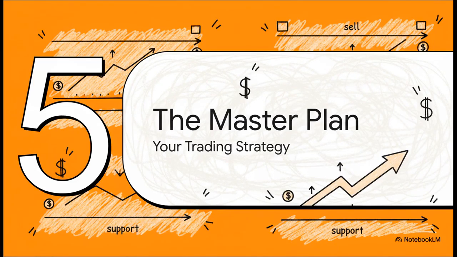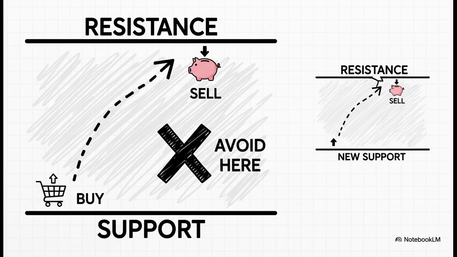All right, we have our map, we know where the bus stops are, we even know that they can swap roles. So how do we take all of this and turn it into a simple, actionable strategy? Let's build the master plan. Here are your simple rules of the road. Rule number 1, your job is to travel from one station to the next. That means you're looking to buy near support and you're looking to sell near resistance.